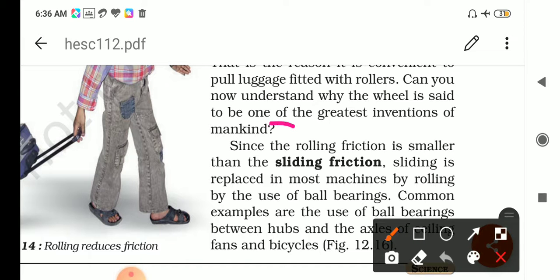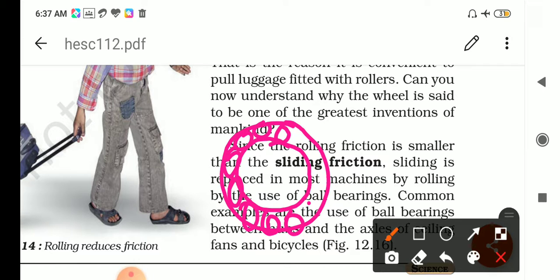In the case of the ball bearing, between two surfaces which are moving on each other, small balls are fitted, right? These balls are called ball bearings, and now when both surfaces move over each other, they have to roll. When the outer surface moves over the inner, this movement will take place over these small balls.